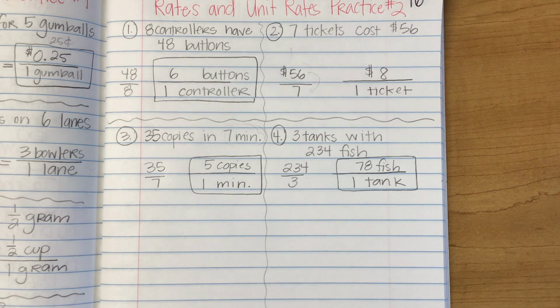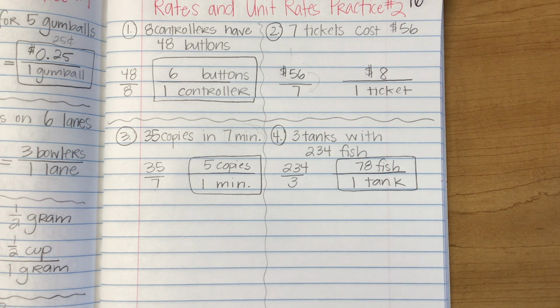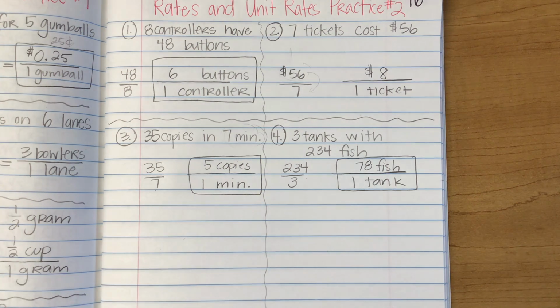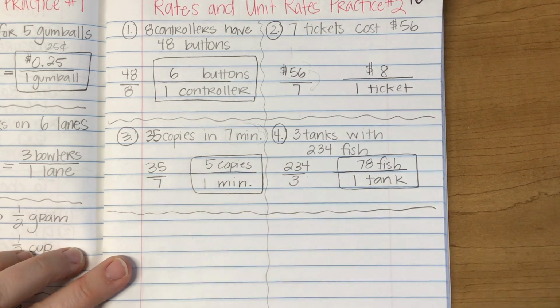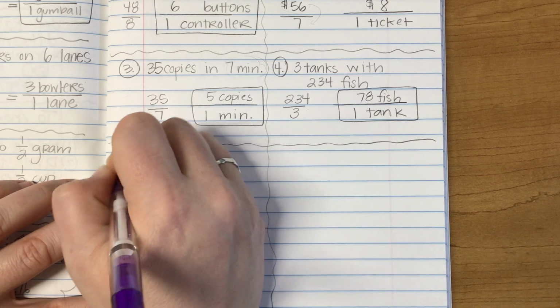Could you tell me how many fish were in 2 tanks? What would you do? 78 times 2. Could you tell me how many fish were in 47 tanks? If 78 fish are in 1 tank, multiply that by 47 to figure out how many fish are in 47 tanks. All right, let's keep going. We've got a few more.